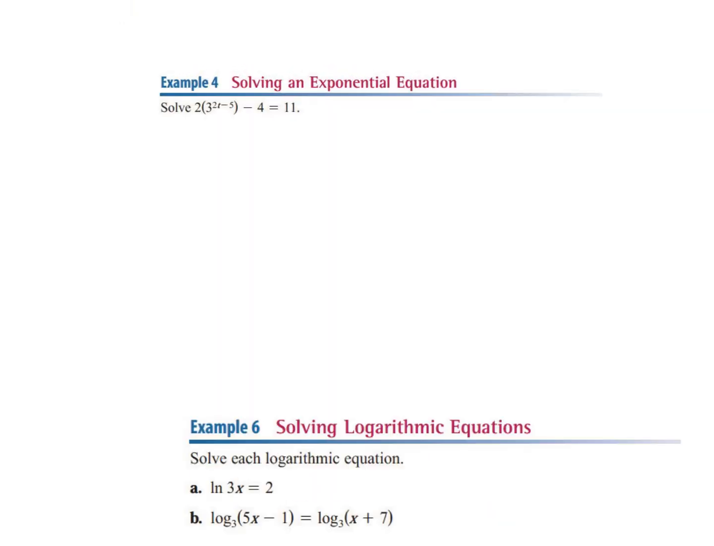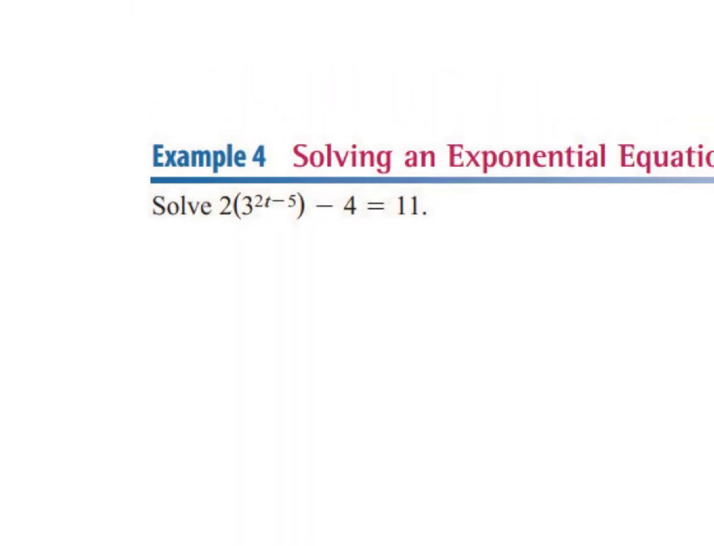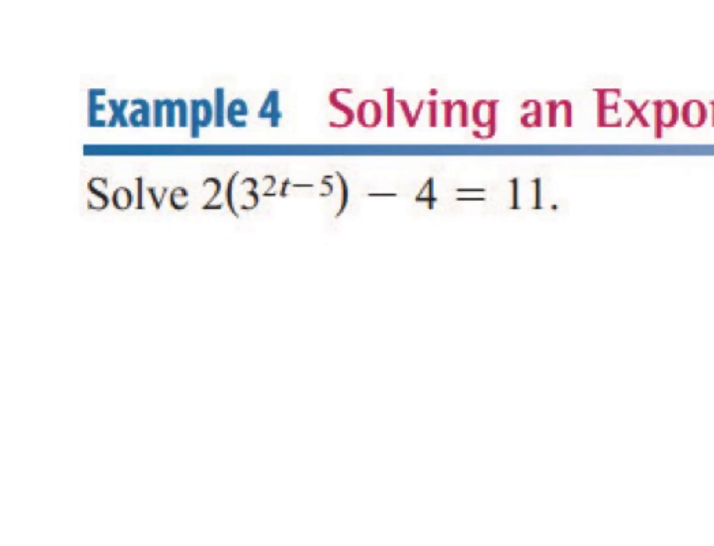All right, so example 4 is where we left off. So we're still solving. If we have an exponential equation, we're going to use logs to solve. If we have a log equation, we're going to use exponents. So here, just like we were doing yesterday, we want to isolate the base with the exponent. So we're going to isolate what's in the parentheses here. What would we need to move to the other side first?